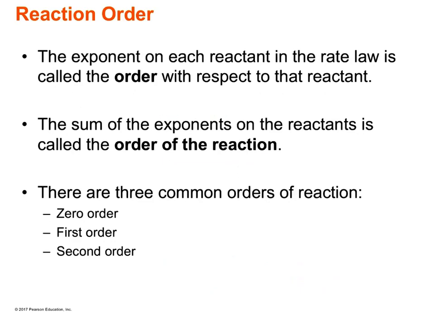So let's talk a little bit more about reaction order. That exponent on each reactant in the rate law, again, is called the order with respect to that reactant. And then the sum of the exponents is called the order of the reaction. So in our example where we had multiple reactants, we can add together n and m, and that will give us the order of the reaction.